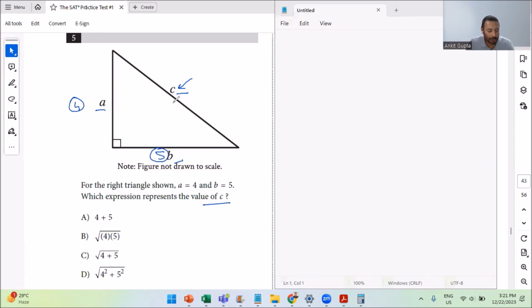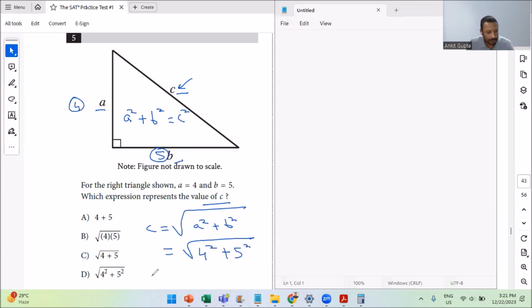Now we need to use Pythagoras theorem here. And we know that Pythagoras theorem is nothing but your altitude square, which is A square, plus your base square, which is B square, is equal to hypotenuse square, which is C square. That means the value of C will be square root of A square plus B square, and which will be equal to square root of A being equal to 4 and B is equal to 5. So square root of 4 square plus 5 square. So answer will be option number D.